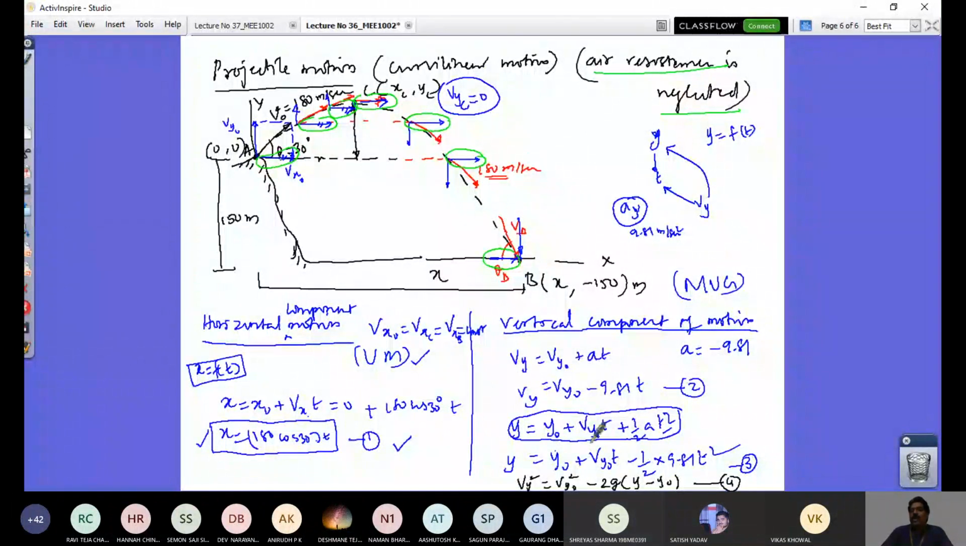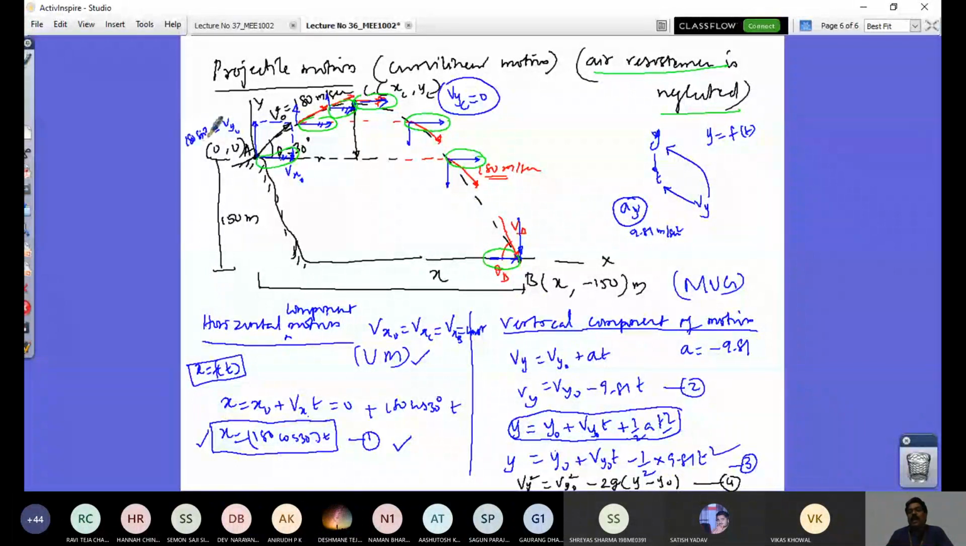Correct. So if you look at here, that is the first equation. So y minus y naught is my vertical displacement. That's equal to ut, where u is the initial velocity, that is Vy naught. Vy naught is 180 sine 30, plus half a t squared.